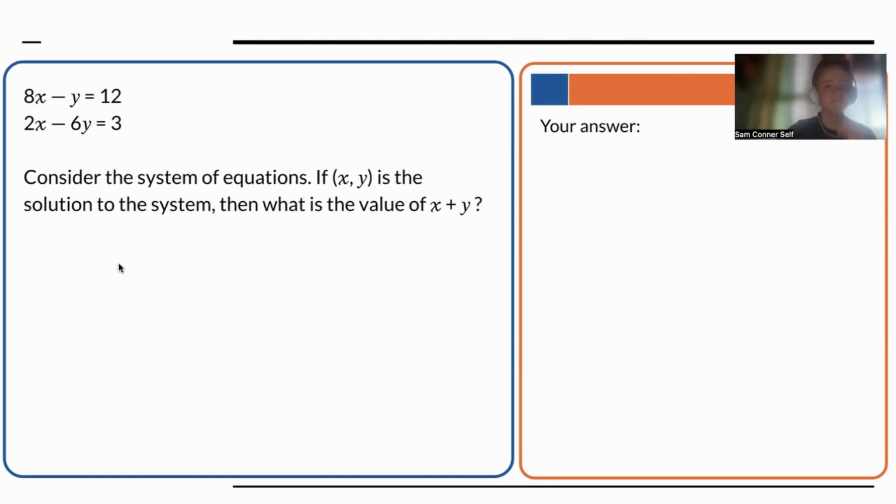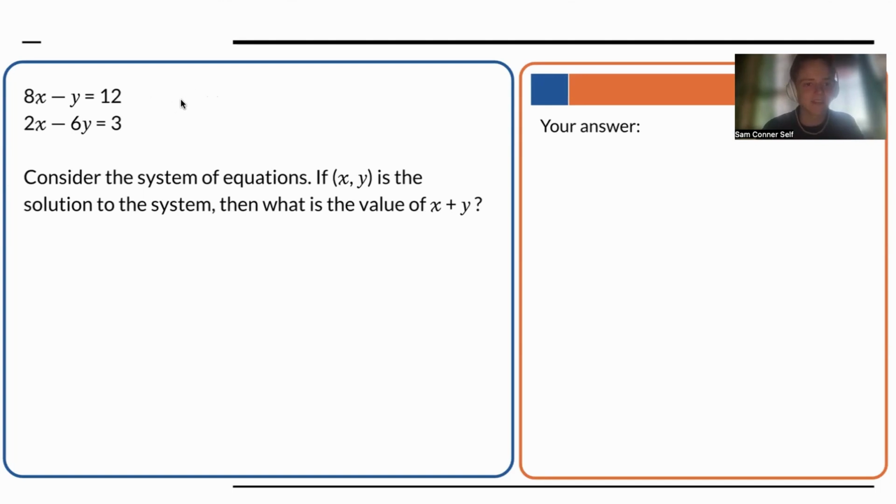All right. So, our first practice problem. They give us the system of equations: 8x minus y is going to be equal to 12, and then 2x minus 6y is going to be equal to 3. They ask if x comma y is a solution of the system, then what is the value of x plus y? To do this, again, you can do substitution, elimination, or Desmos, just as long as you get the right answer, obviously. But I'm going to use substitution. I just personally think that's the easiest.